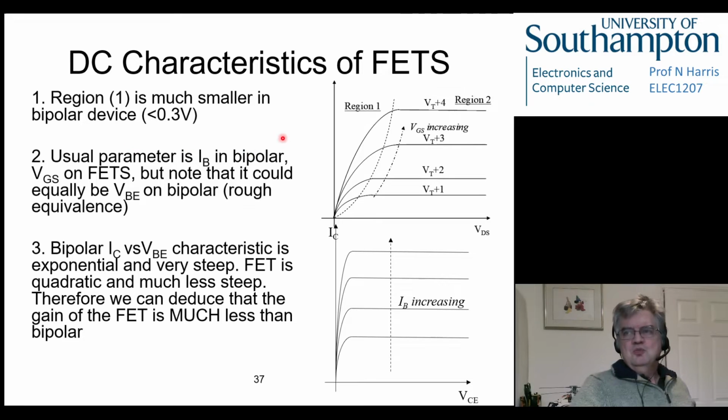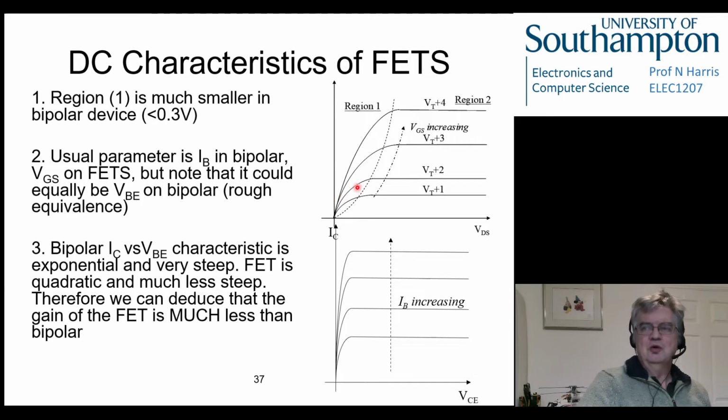Right, so region 1, this bit here, is much smaller in a bipolar device, and it's typically less than 0.3 of a volt in width. It's going to be more than that in the FET, and these equations we're going to develop will allow us to work out how much more. The usual parameter is IB, the base current in a bipolar transistor, because there's a nice linear relationship between IB and IC, depending on beta.